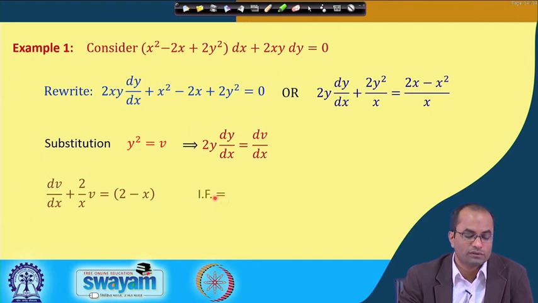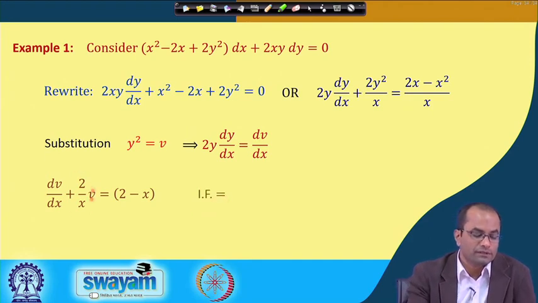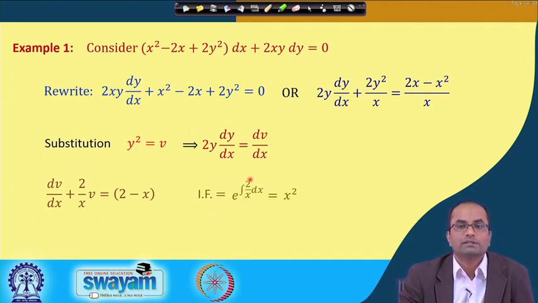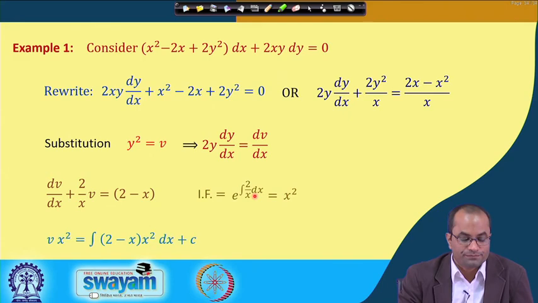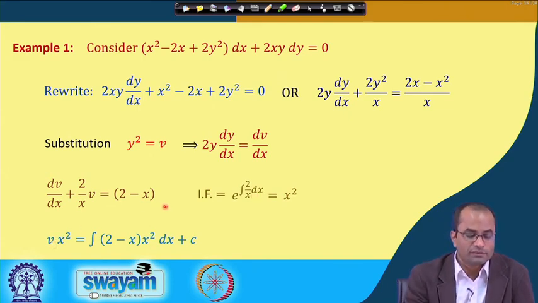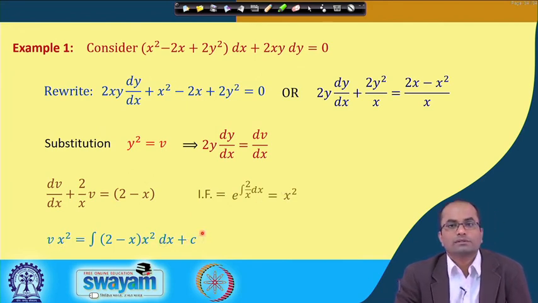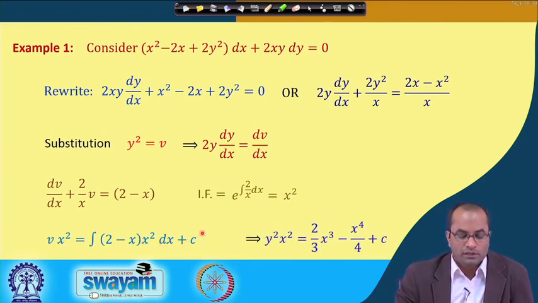So, we can write down the integrating factor, and this is our p here. So, e power integral of p dx, which is x square now. So, 2 ln x or ln x square, exponential of ln x square. So, here we get this x square. So, v into x square, the solution we can write down now. So, v multiplied by this x square, the right hand side here 2 minus x into x square dx, and plus a constant of integration c.